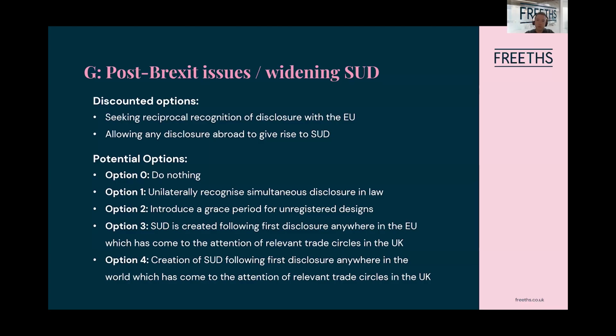Option 1 would be to unilaterally recognise simultaneous disclosure in law, because at the moment it's a bit of an open question as to whether a simultaneous disclosure in the UK and EU would, for example, trigger both the EU unregistered design right and the current SUD, and what that actually means in terms of what is a simultaneous disclosure. Does an online disclosure that targets both audiences qualify? The second option would be to introduce a grace period for unregistered design. So as long as you have a disclosure in the UK within the relevant grace period of a first disclosure elsewhere, that could give rise to SUD, though that seems slightly overcomplicated.